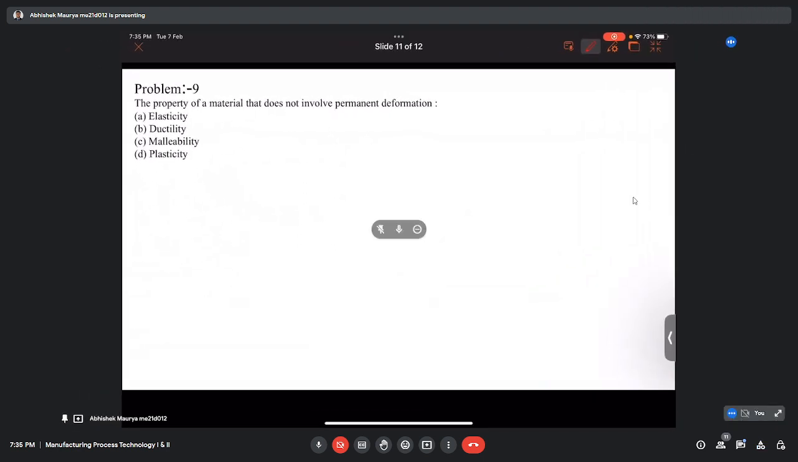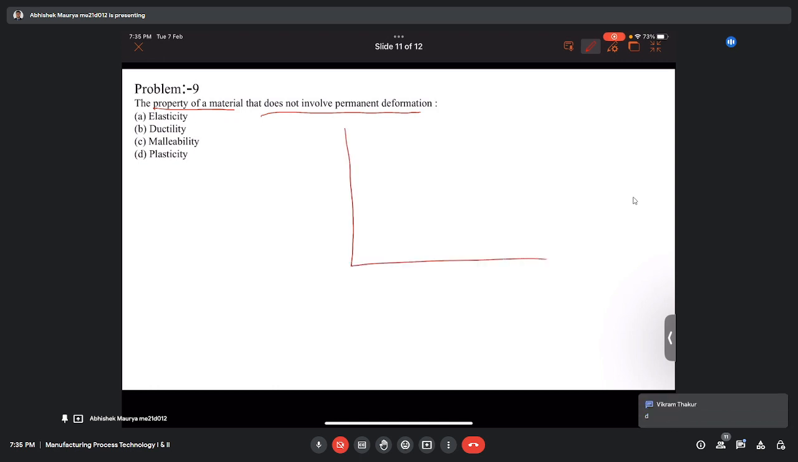Let's start discussing this question together. So here we are talking about the property of material that does not involve permanent deformation. So let's try to look at the stress strain curve again.